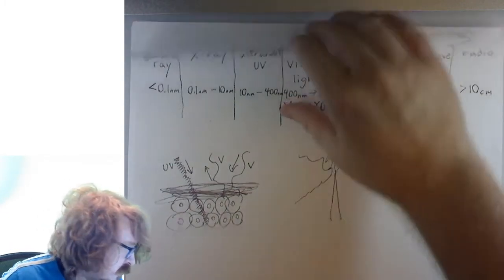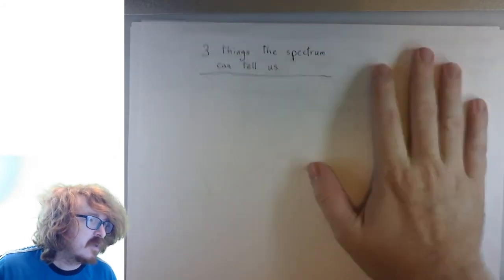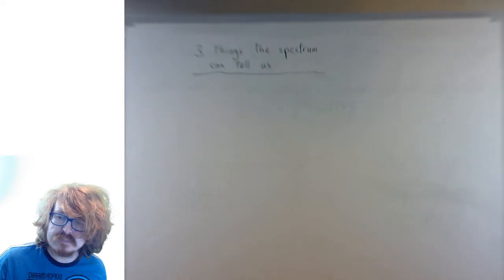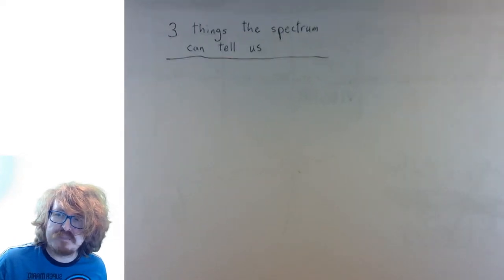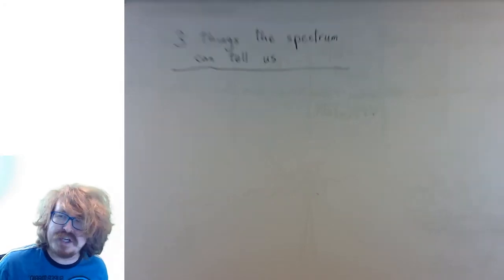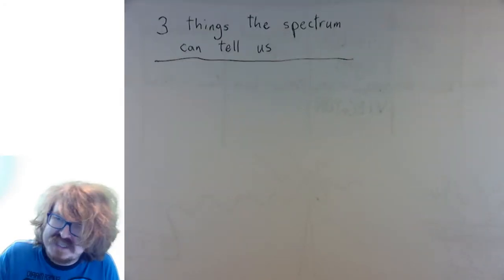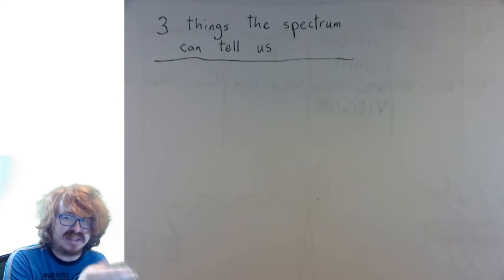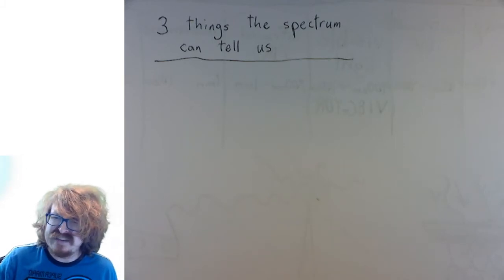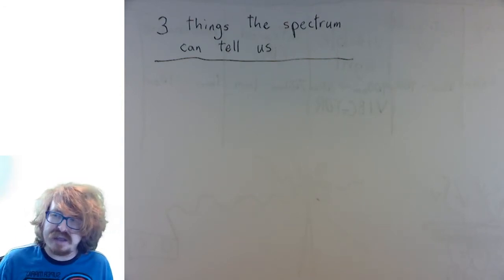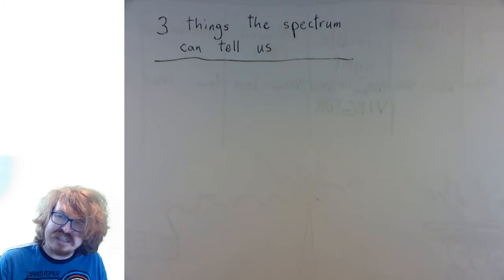So here's specifically what we're going to be learning. Three things the spectrum can tell us. There's a whole bunch of information we can learn about objects out there, but we're going to be learning 3 major things in this chapter. And that's the last 3 things that we're going to learn about before the first test. So we'll see how long this takes us.